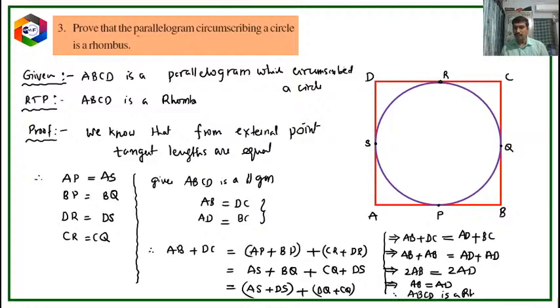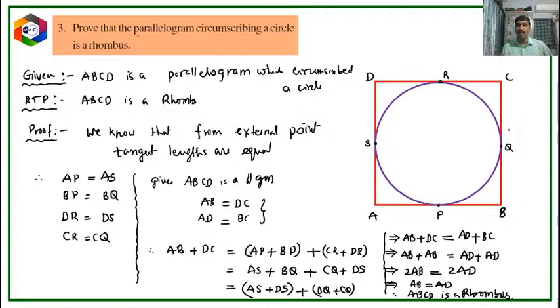Since we proved that adjacent sides of the parallelogram are equal, therefore ABCD is a rhombus. Why? Because AB and AD, we proved that equal. AB and AD are adjacent sides of a parallelogram. If the adjacent sides of a parallelogram are equal, no doubt at all, it must be a rhombus. Okay, children? So, this is a rhombus.